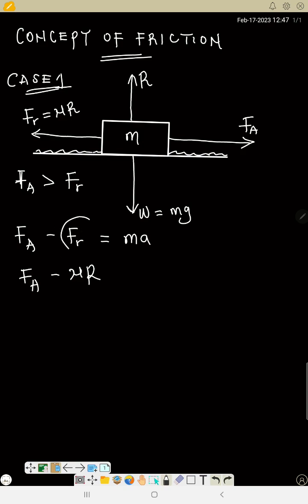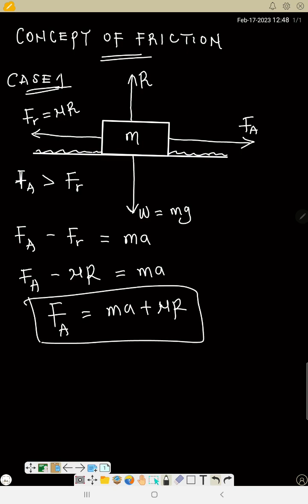That is coefficient of friction times normal reaction, while Fr is the frictional force. So Fa minus mu R is equal to mass times acceleration. Then Fa is equal to ma plus mu R. So this is the formula you will be using if in this case the object moves. Take note, this is just case 1. So if the object has acceleration, then this is your formula.